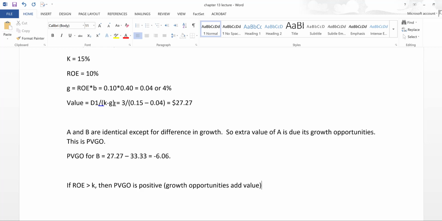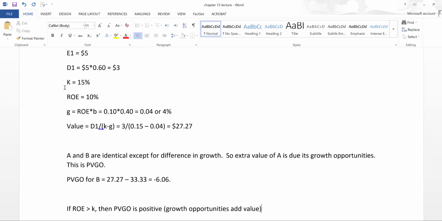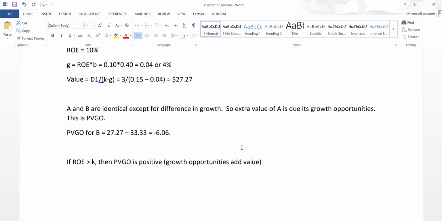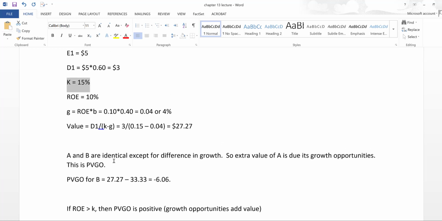The ROE has to be at least 15%. In our previous example it was 20%, so it was meeting this hurdle. So this is the hurdle rate, right? This is the minimum rate that the investments have to earn in order for them to add value for the shareholders. So only if ROE is greater than K will you get a PVGO as positive. Otherwise, like in this example, you will get PVGO as a negative number.